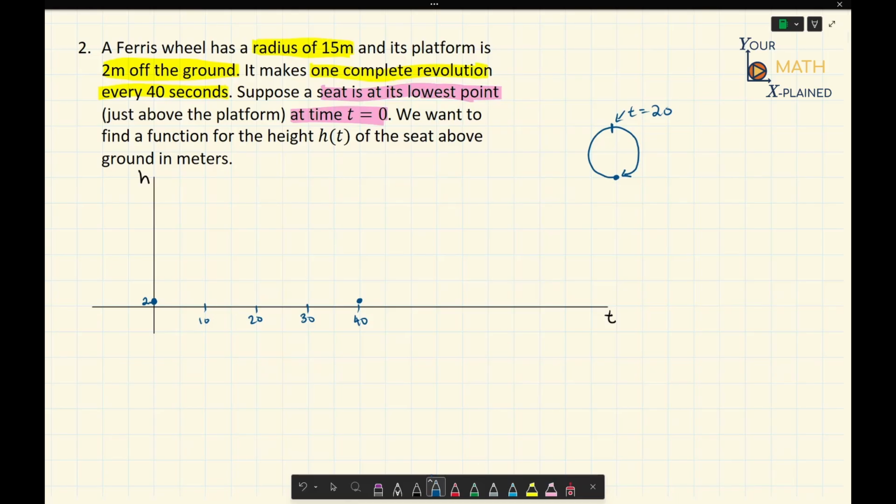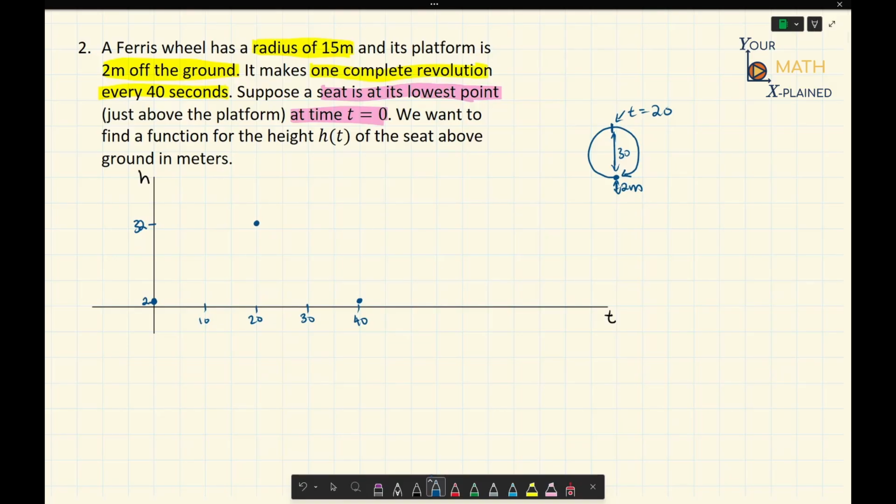Now, if the Ferris wheel has a radius of 15 meters, then that means the diameter of the Ferris wheel is going to be 30 meters. And since our lowest point is 2 meters off of the ground, then that means the highest point is going to be 32 meters off of the ground. So at t is equal to 20, we're going to be at a height of 32. So that'll be over here. So let's go ahead and plot that point.